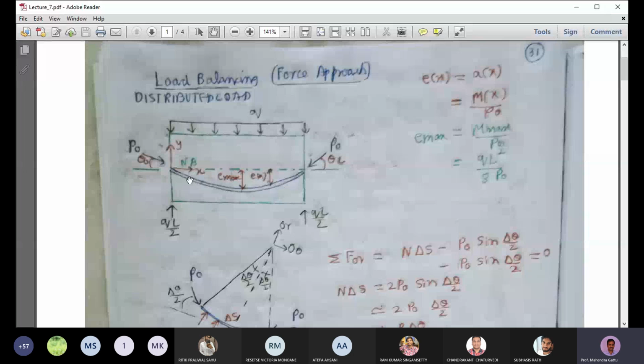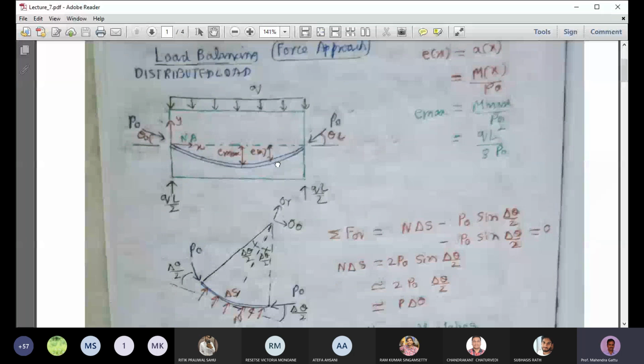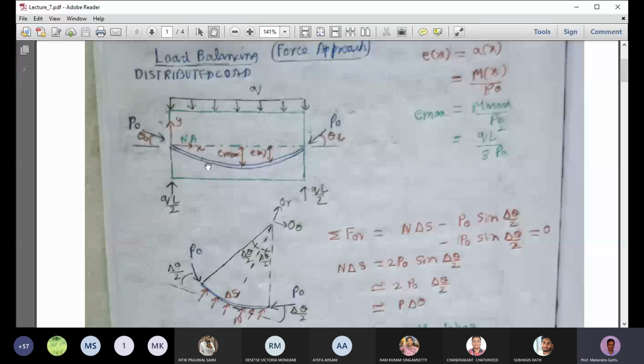At any point in the cable, the force is P naught, and you can calculate the stress as P naught by the area of steel. Along the entire section, the tensile force, in this case, is trying to shrink. That force is P naught throughout the cable. There is no loss of pre-stress along this cable. With that knowledge, we will go and do the analysis.